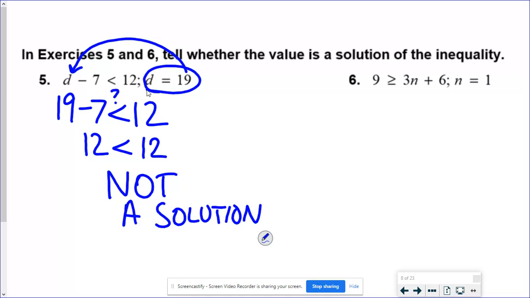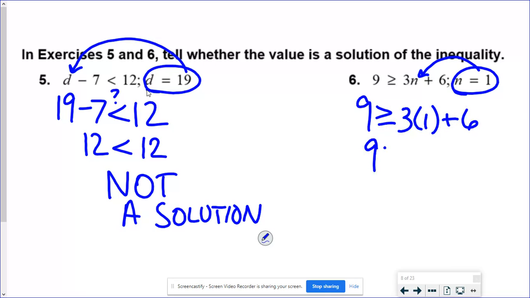In number 6, if I put the 1 in place of the n, I would have 9 is greater than or equal to 3 times 1 plus 6. So I get that 9 is greater than or equal to 9. Now, if the equal part wasn't there, this one would also not work. But because it says 9 is greater than or equal to 9, yep, it's equal. That is just fine. So yes, it is a solution.